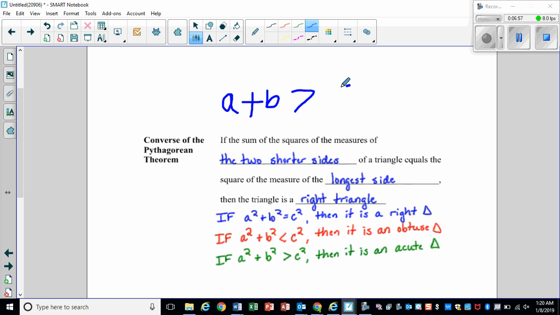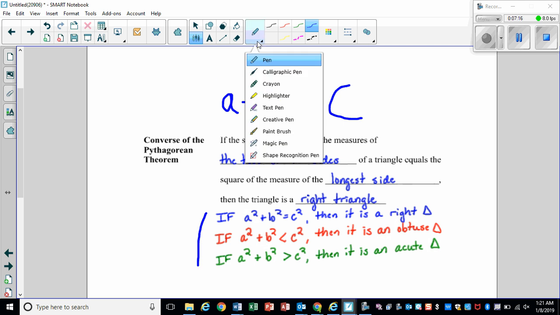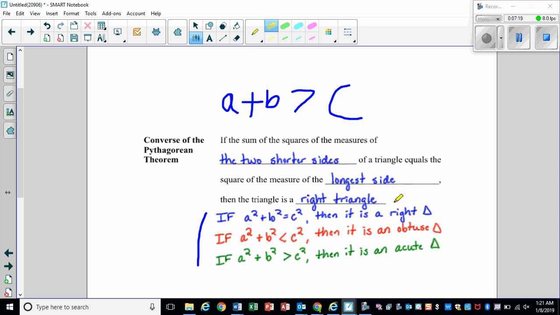And we went over this in Unit 6. So one thing I want you to do first is to add up the two smallest sides. Is it greater than the third side? If it is greater than the third side, then you're going to determine if it is a right triangle, or if it's an obtuse triangle, or is it an acute triangle, okay?